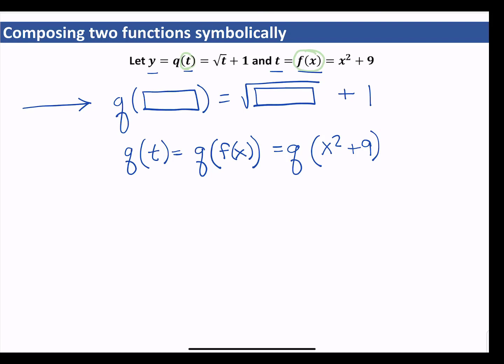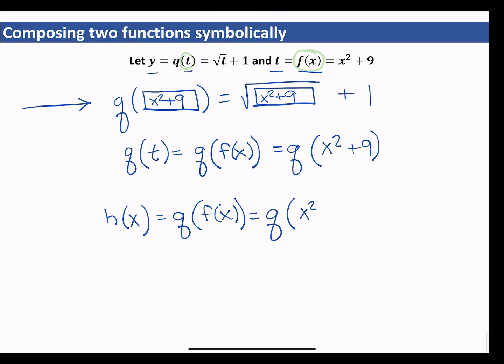Looking back at our symbols, we would have q of some input, and we now see the input is x squared plus 9. And that would equal the square root of that input, x squared plus 9, plus 1. So what we have found is a new function, the composition of q and f. So we could say we have this new function h of x, which equals q of f of x, which equaled q of x squared plus 9. And when we actually take x squared plus 9 and substitute it into the function q, we end up with the square root of x squared plus 9 plus 1.